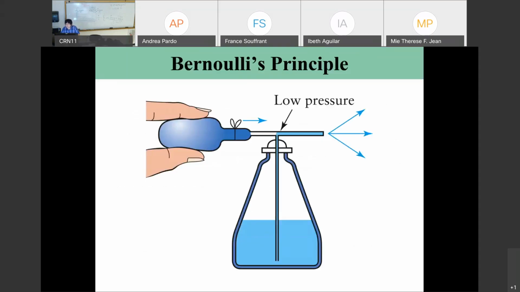For example, in this case, atomizers, perfume bottles, they use Bernoulli's principle. When you squeeze, well, that you don't use anymore, right? But back in the day, when you squeezed the bulb, the air would move through the horizontal tube and it would move faster due to the pressure difference. So you lower the pressure and then the velocity as it comes out will be greater. All right, you are playing with the pressure.